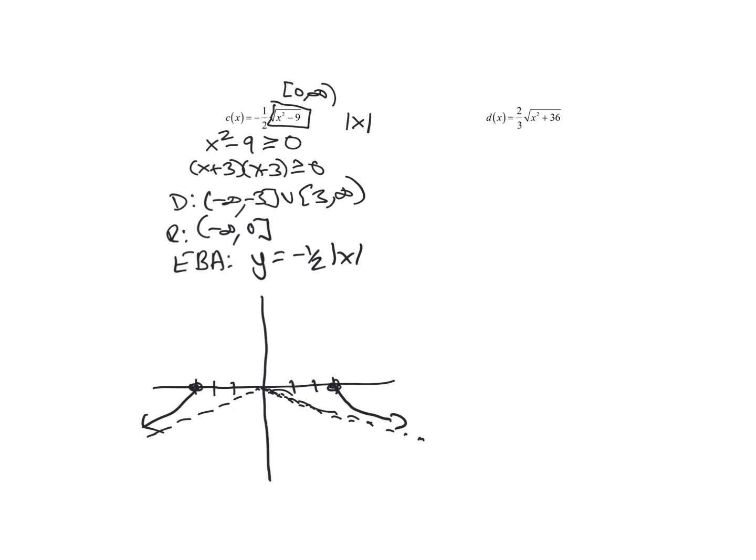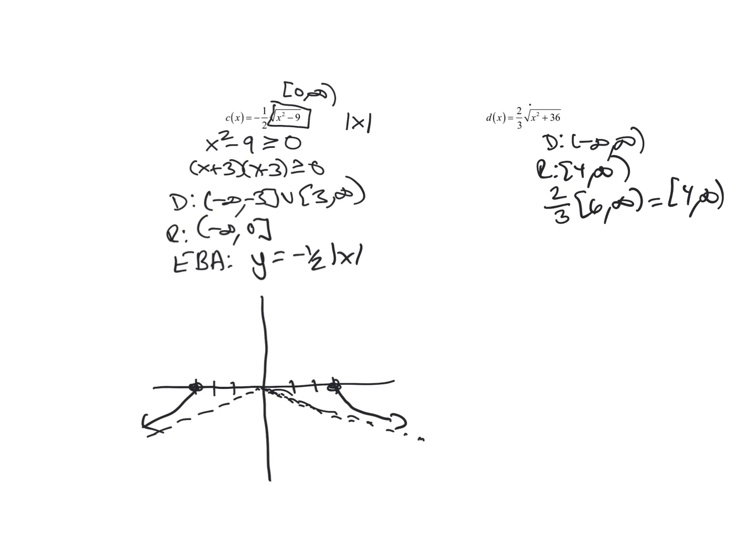So when I'm looking at the square root of x squared plus 36, the domain is going to be everything. The range, well, the smallest x squared can be is 0. So the smallest this whole square root would be root 36, which is 6. So to get the range, I'm going to do 2/3 times 6 to infinity, or in other words, the range is 4 to infinity, and that low point of the range occurs when x is 0.